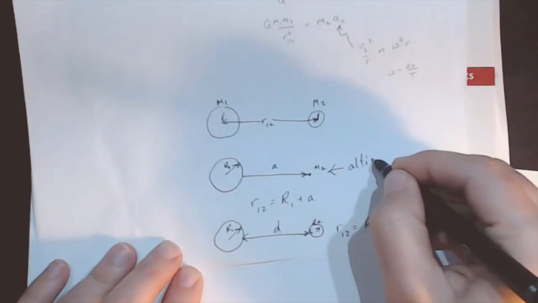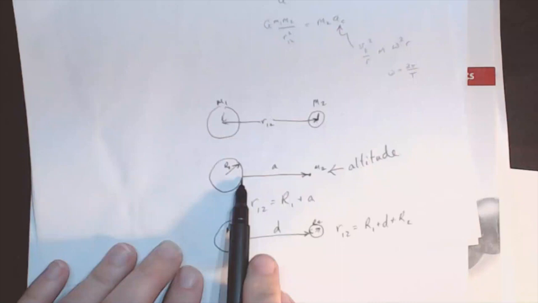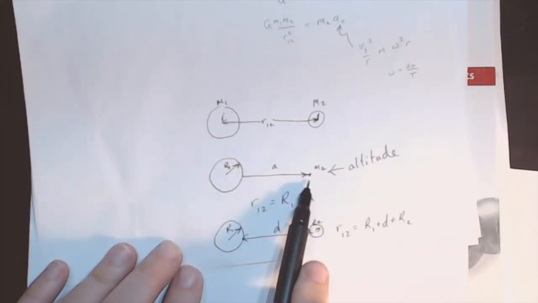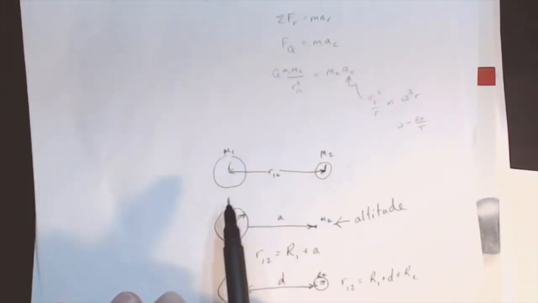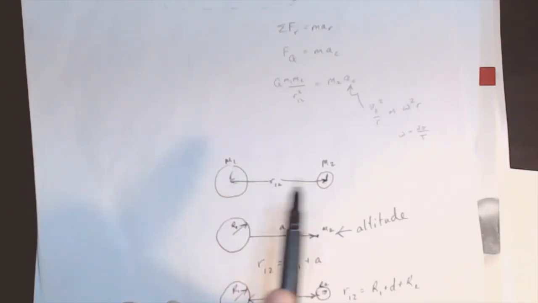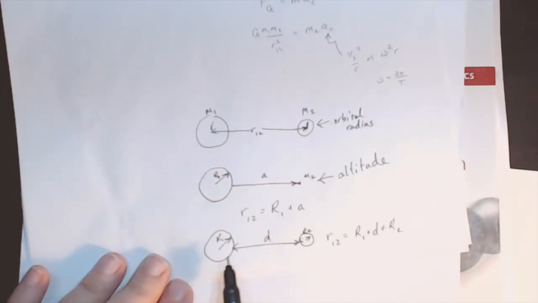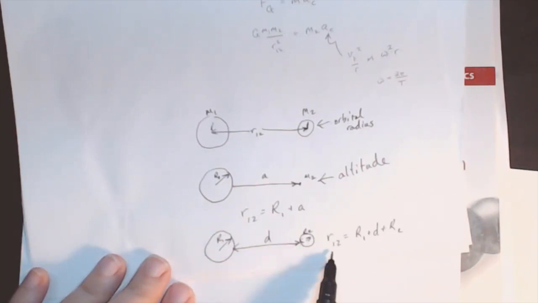So you need to know what altitude means. Altitude means the distance from the surface of the central object to the center of the orbiting object. The orbital radius is from the center of the central object to the center of the orbiting object. And then if they're just describing it in words, you need to make sure you're calculating that R12 to be from center to center.